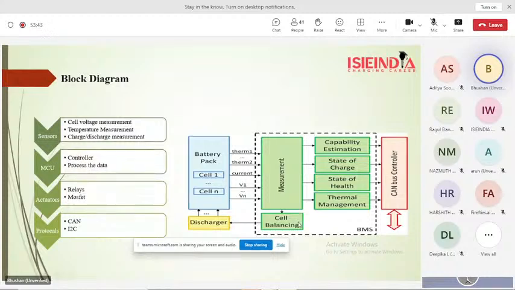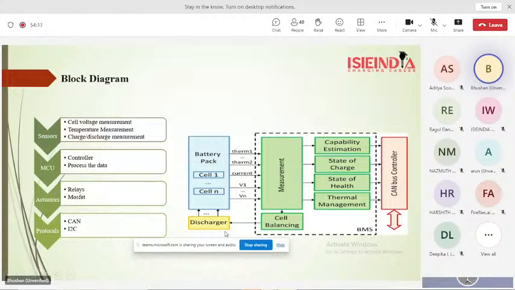Cell balancing needs to be done every time, because if cell balancing is not done, the potential difference between two cells will not be proper, and that can cause fire hazards. A discharge circuit is also there, because cell balancing is done by discharging the voltage from the higher voltage cells to the lower voltage cells. That's why we use the discharge. So this is about the block diagram.